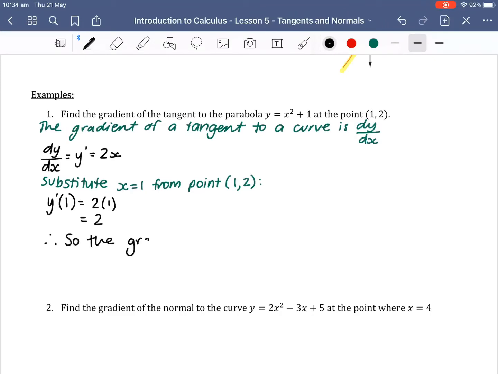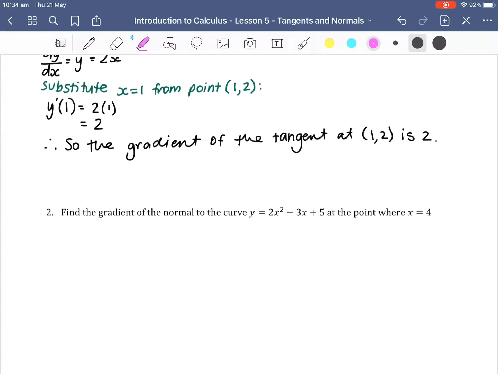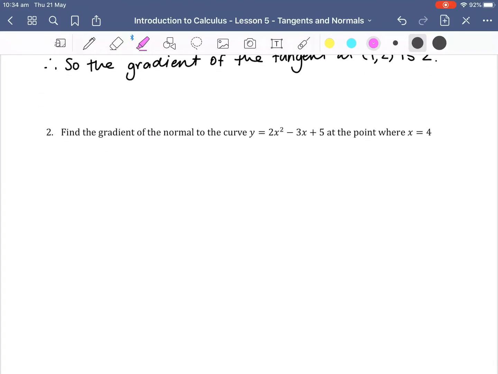Therefore the gradient of the tangent at the point 1, 2 is in fact 2. So that's all that we have to do. The gradient of a tangent is the derivative. So we differentiate our equation and then we substitute in our point to find the gradient.